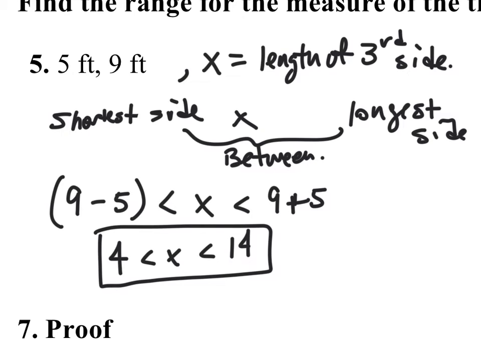and 14, okay? It couldn't be 4, because if it was 4, then I'd have 4 plus 5, which equals 9, and that wouldn't work. Okay, and if it was 14, then I would do 5 plus 9, which would give me 14. So it has to be less than that. It has to be in between these two values. So I got to find the shortest possible side by subtracting, and the longest possible side by adding, okay?